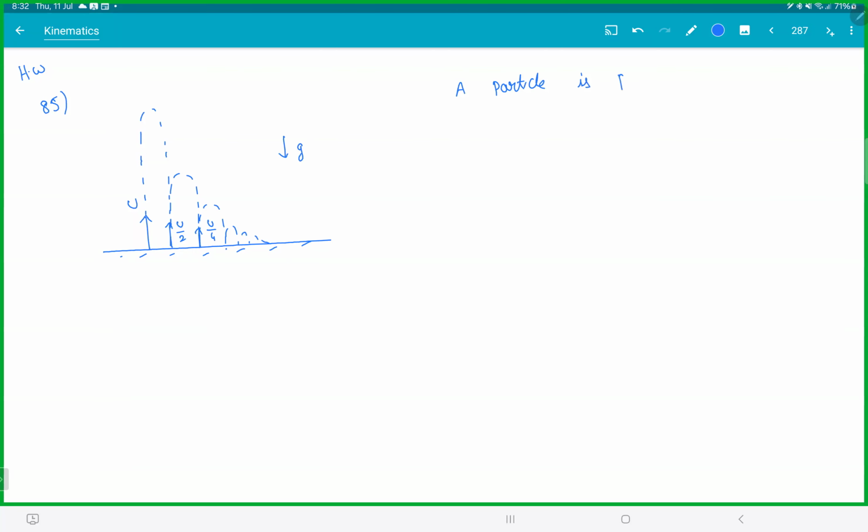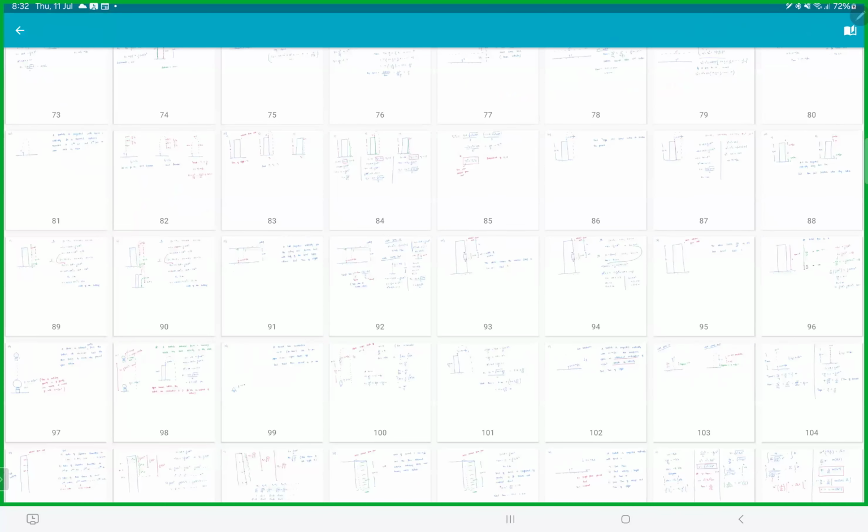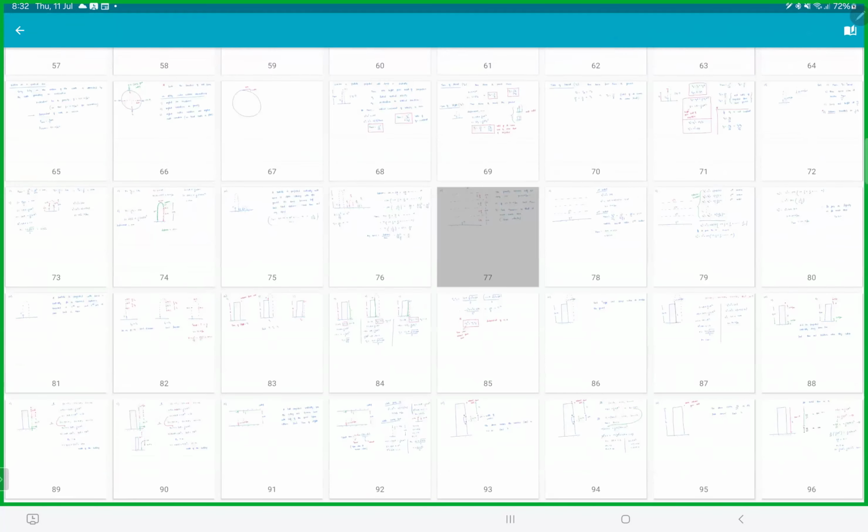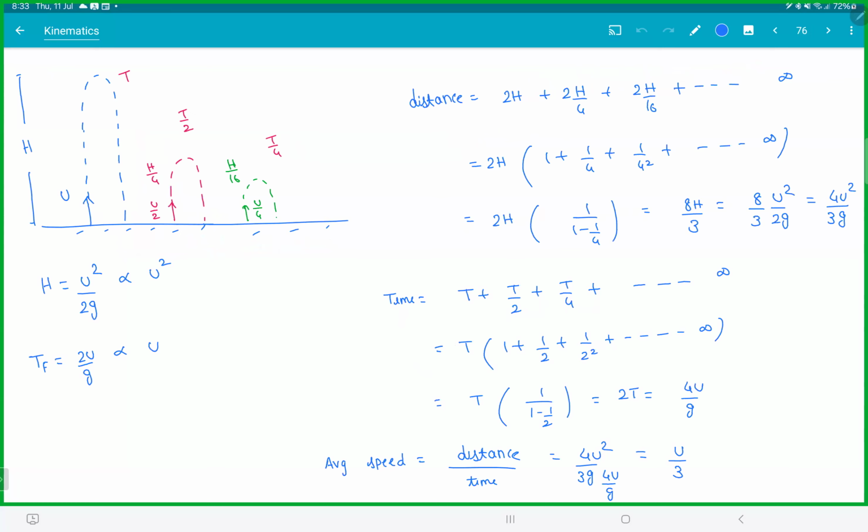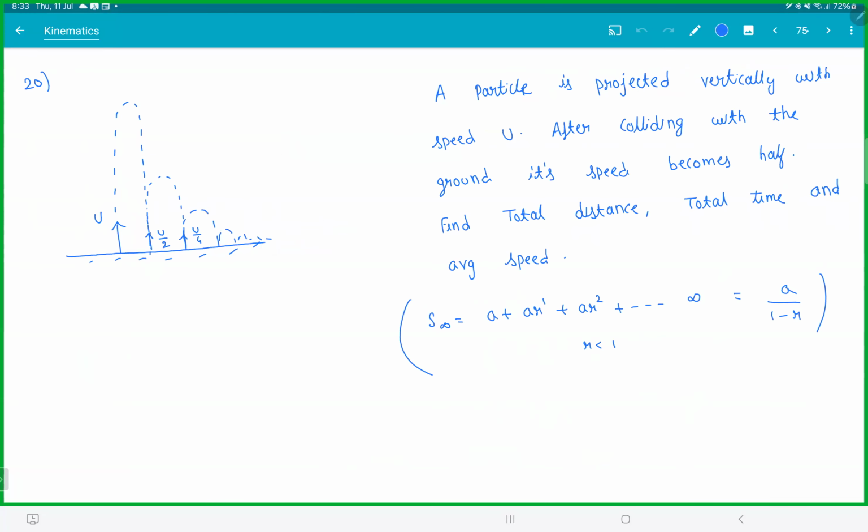So a particle is projected with speed u. Its speed becomes half after hitting the ground. So the speed keeps on becoming half. Where did we do this? This was question 20. Remember this? There I asked you total distance, total time, and average speed. Same thing.